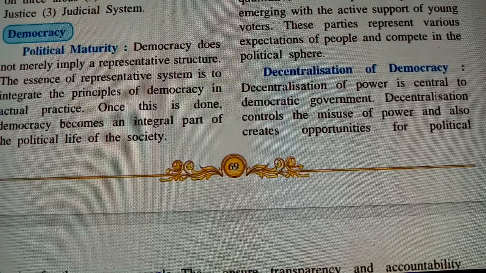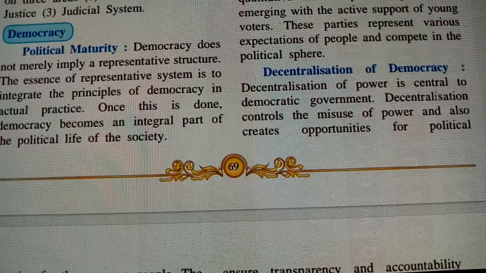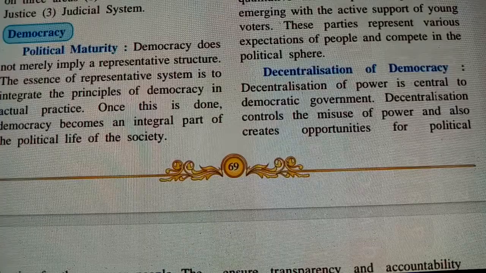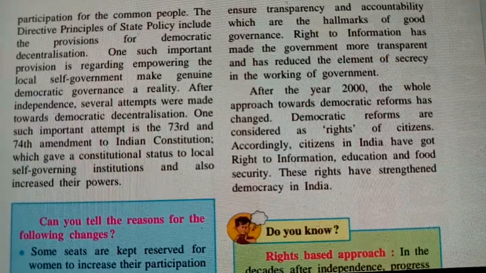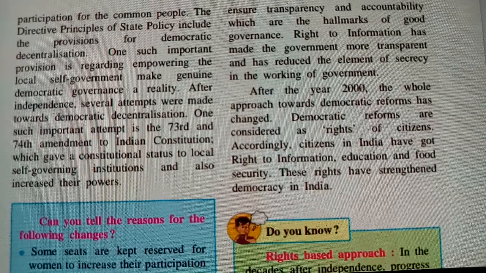So in decentralization, the power should not be in one hand. The power should be distributed. If the power is in one hand, there can be misuse of power, he can do wrong. So the power should be distributed to all the people, so that common people can also participate in decentralization.